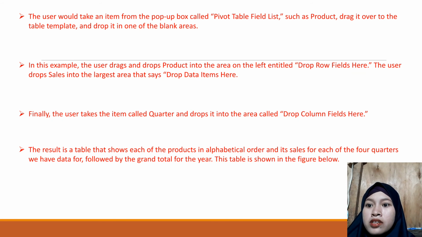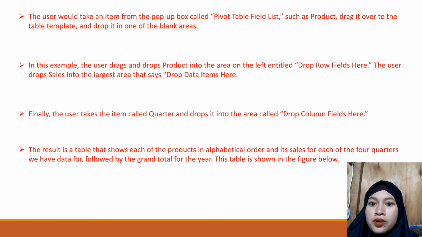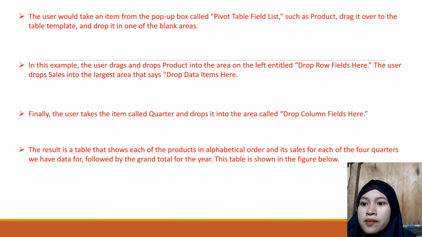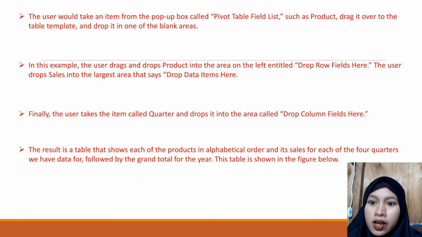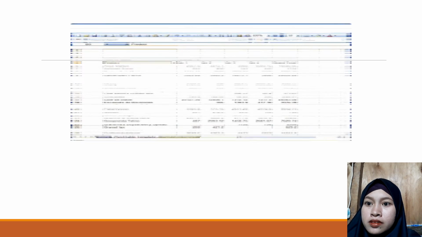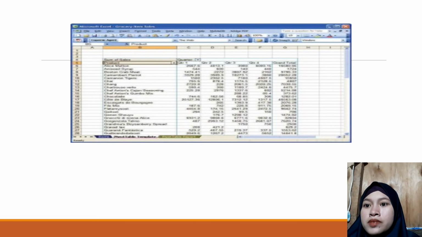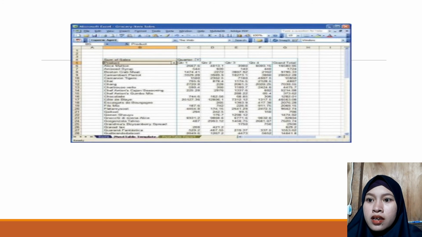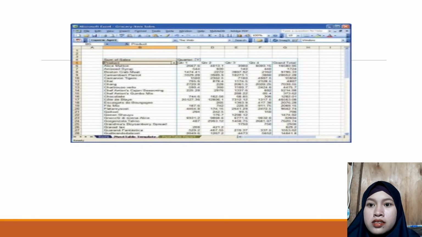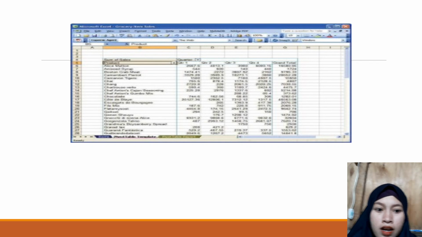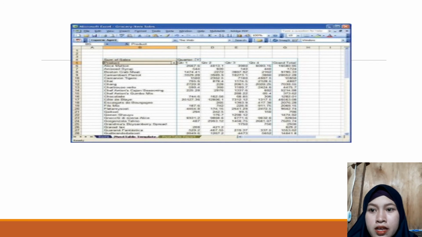The result is a table that shows each of the products in alphabetical order and its sales for each of the 4 quarters we have data for, followed by the grand total for the year. This table is shown in the figure below. As you can see, the data in the Excel is now alphabetical.